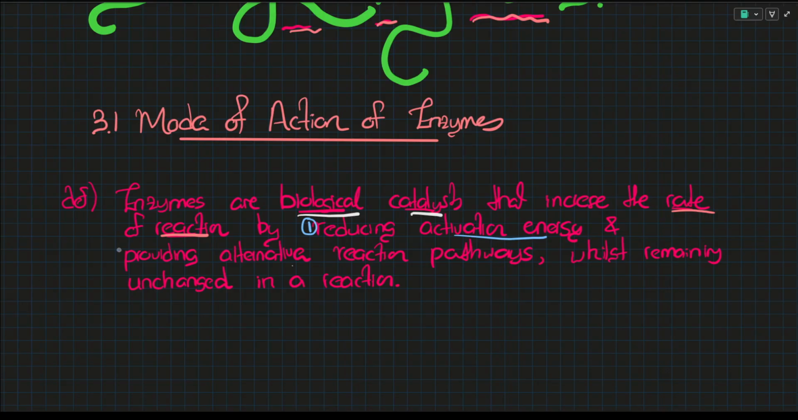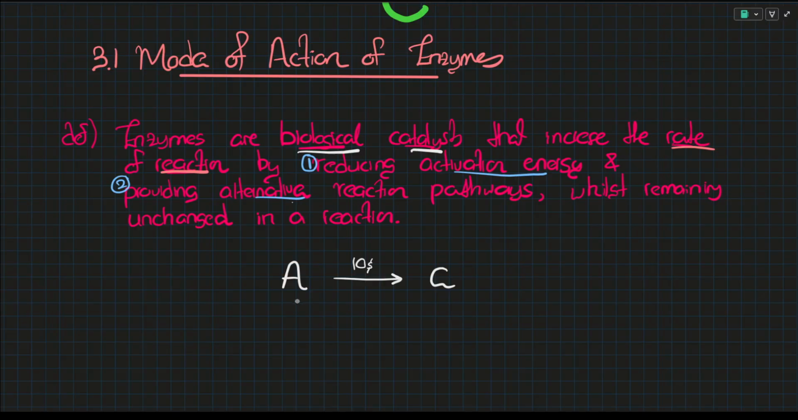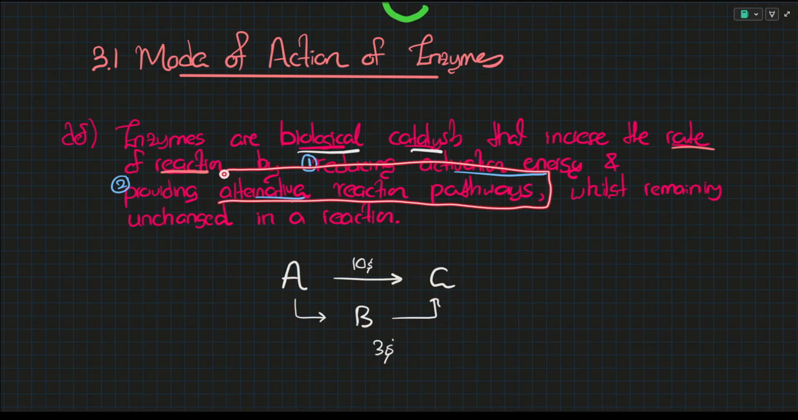And the second way is it provides alternative reaction pathways, meaning if you wanted to take A to C, let's say this takes 10 seconds. But if there was this alternative pathway where A could be converted into B and then into C and it only takes 3 seconds, what are you going to prefer? Obviously the fastest pathway, right? So that is exactly what enzymes do. They know instead of doing this, we can do this, so let's do this. That is an alternative reaction pathway.